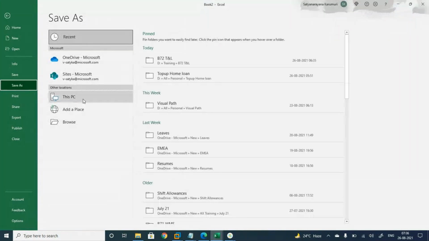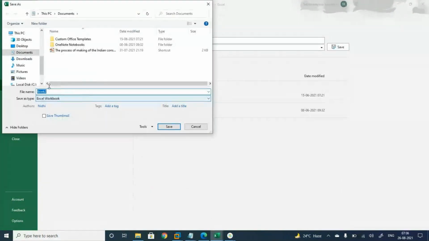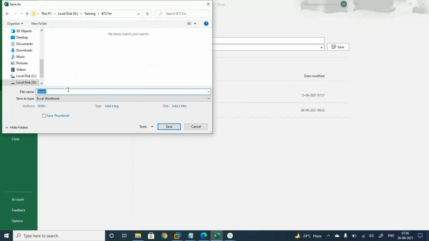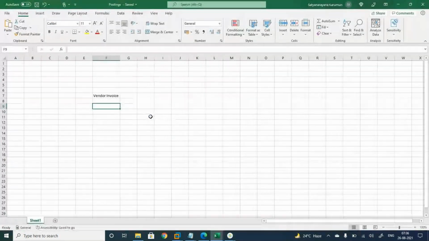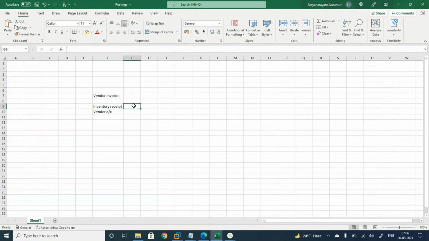Expenses account debit, vendor account credit. Suppose it is an item: inventory account debit, and vendor account credit. Correct. Inventory receipt account debit, vendor account credit. Okay, this we know.